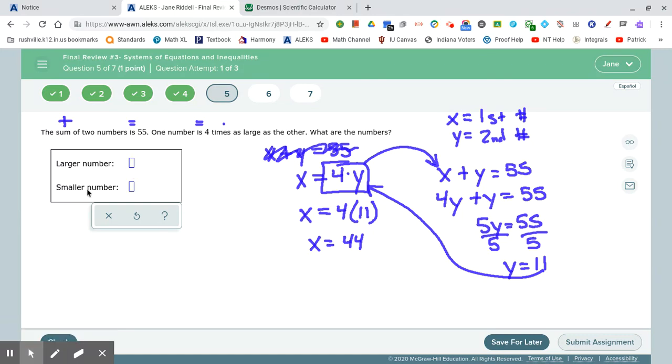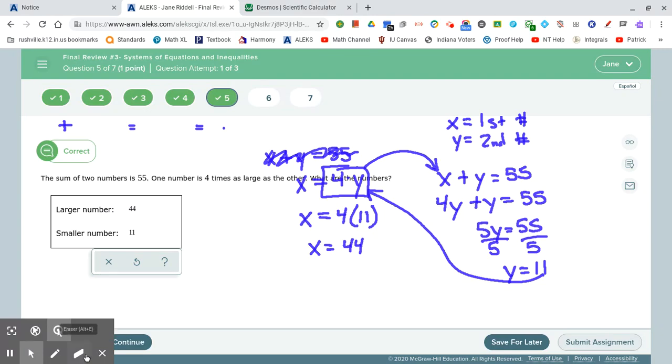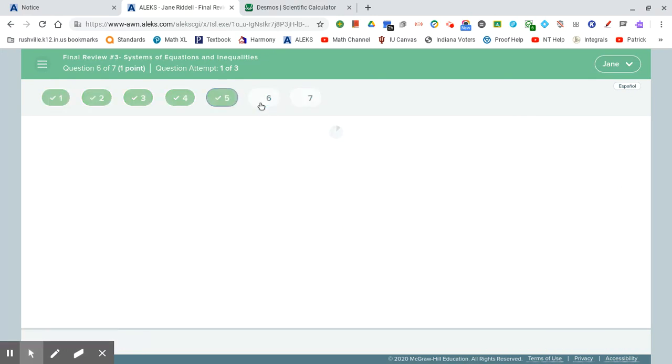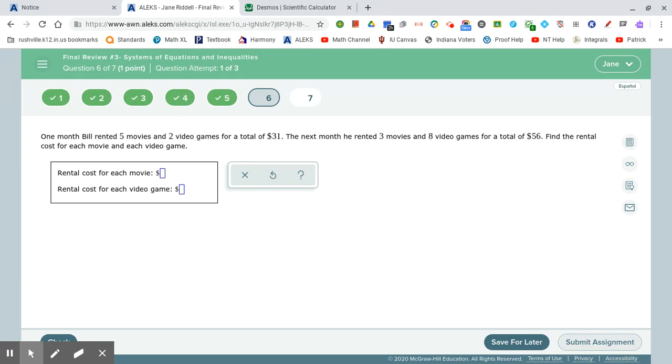Mine says larger number, smaller number, so I need to think about that a little bit. My larger number is 44, and the smaller one of those would be 11. And that is how you're going to do your first of your story problems, is just translate. Your second of your story problems for systems, you're also going to read through it entirely and still define your two variables, but this time the equations that you come up with won't be as easy.